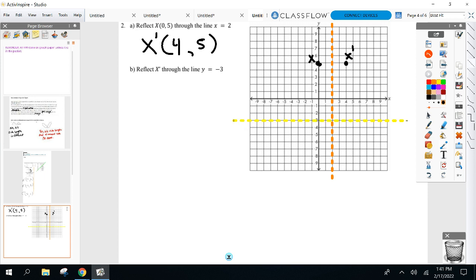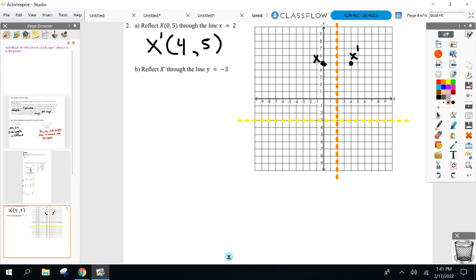X prime, remember, X prime. And I did this on purpose. I want to see how many of you are going to panic. X prime through that line. How many of you are just going to say, I ran out of graph. I ran out of graph. You expected me to do this. Where's my graph? Please don't do this either.